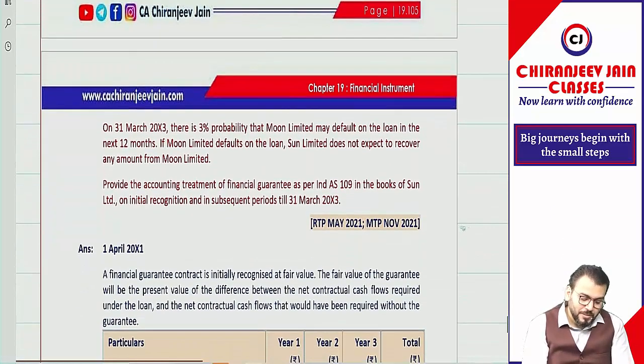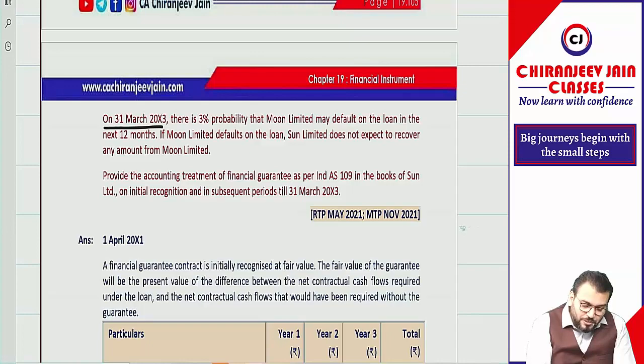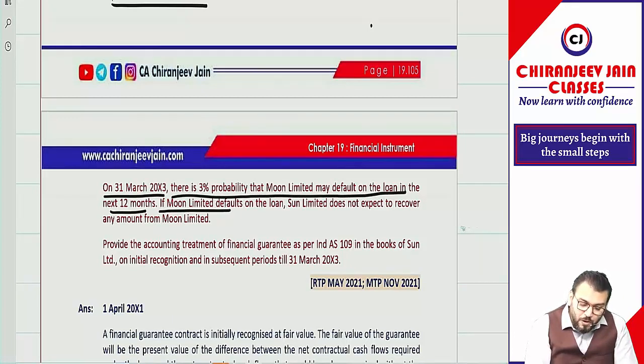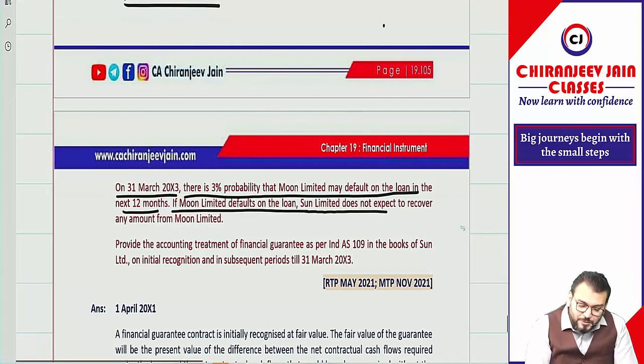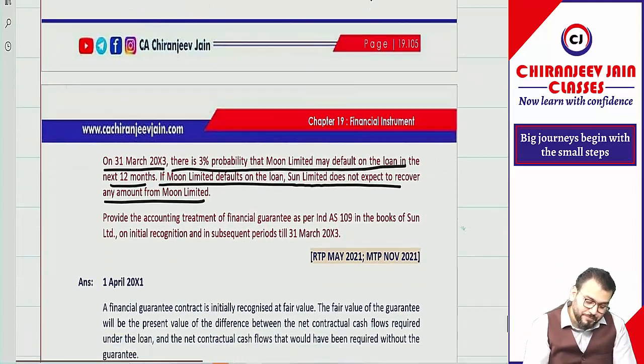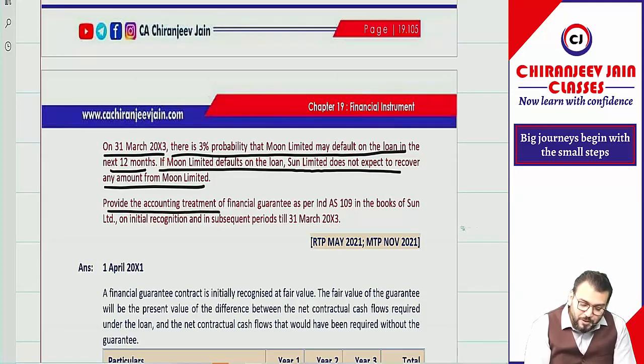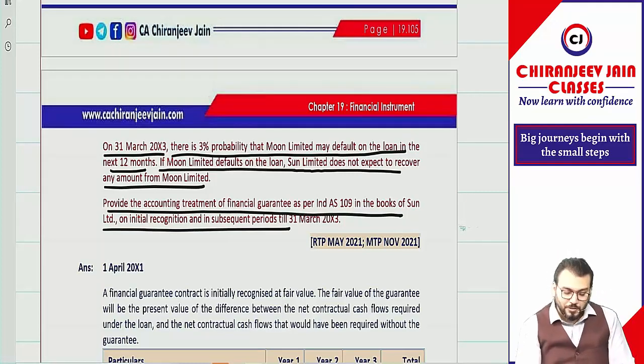On 31st March 2003, means next year, there is a 3% probability that Moon Limited may default on the loan in the next 12 months. If Moon Limited defaults on the loan, Sun Limited does not expect to recover any amount from Moon Limited. This is also given to find out loss allowance next year. Provide the accounting treatment of financial guarantee as per Ind AS 109 in the books of Sun Limited on initial and subsequent recognition. Good question.